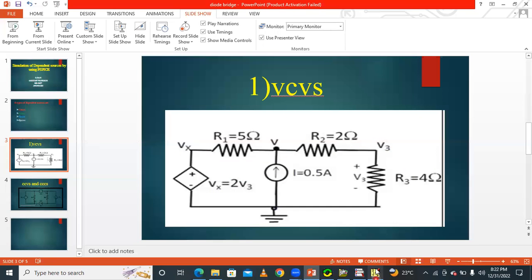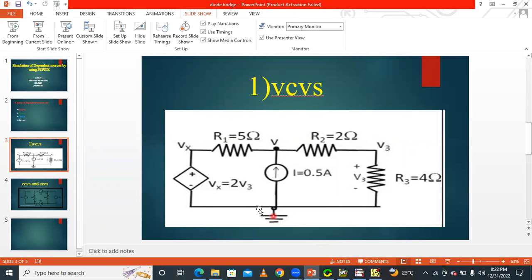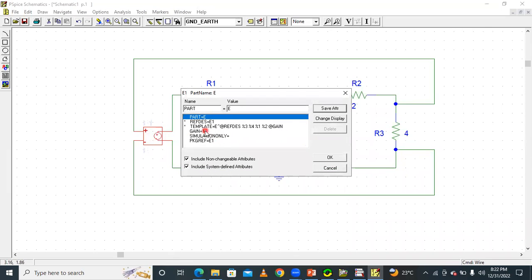And this current is 0.5 amps. Save attributes. And also, Vx is equal to V3, so enter the gain here as 2.